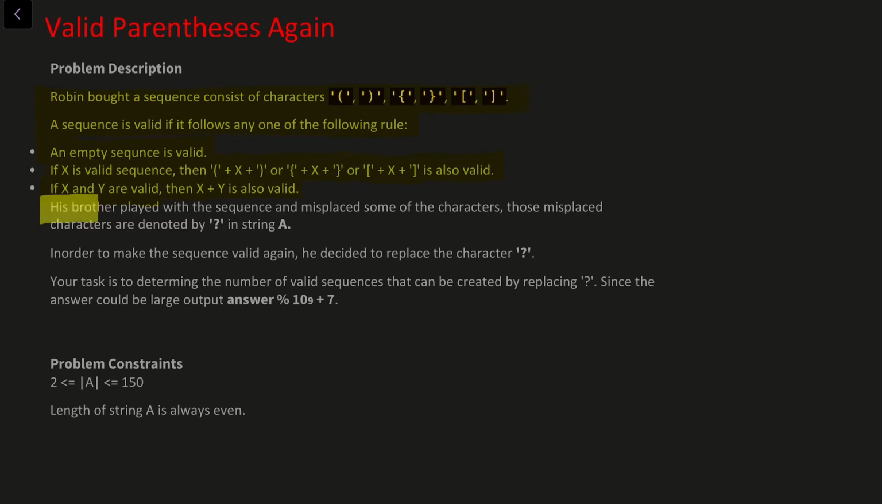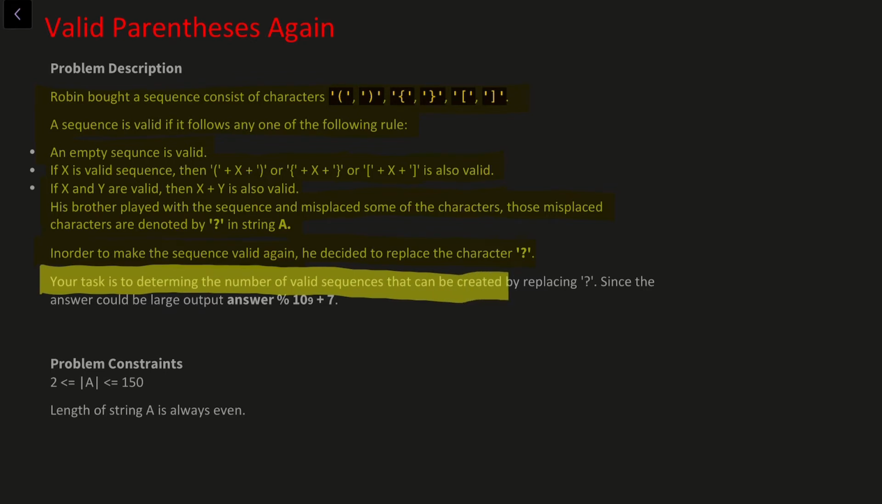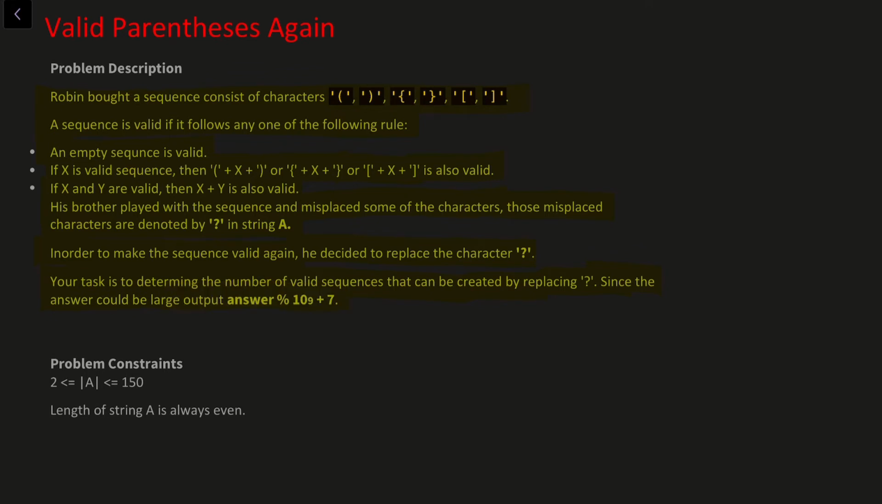Fine. His brother played with the sequence and misplaced some of the characters. Those misplaced characters are denoted by question mark in string A. In order to make the sequence valid again, he decided to replace the question marks. The task is to determine the number of valid sequences that can be created by replacing question marks. Since the answer could be large, output the answer modulo 10 raised to power 9 plus 7. The problem constraints are that the length of a can vary from 2 to 150, and the length of string a is always even.